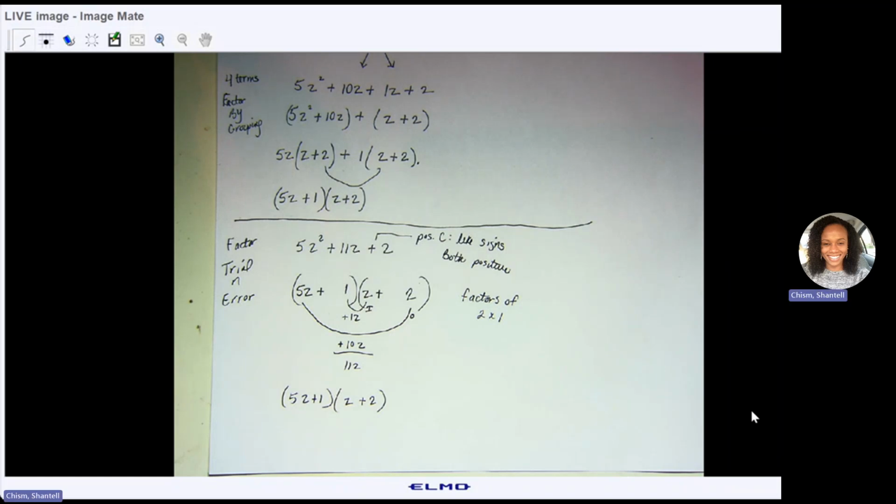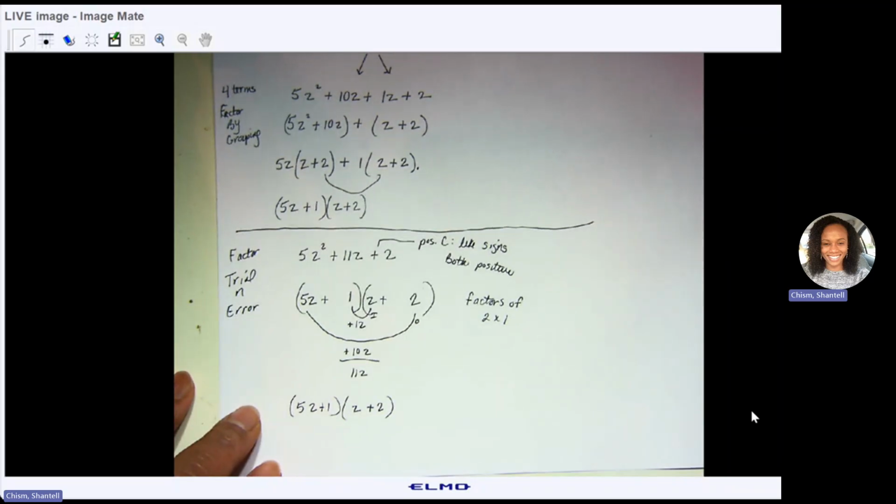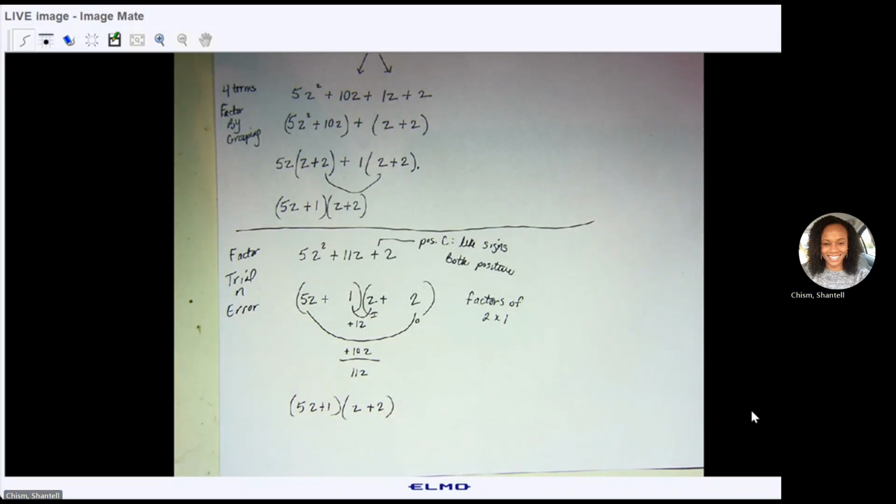Let's see. What else do I want to look at? Let's do one more problem here, like this, because I want to make sure we're good. I think this is probably the hardest topic with factoring. Let's look at when you've got the trinomial and the leading coefficient is something other than 1.